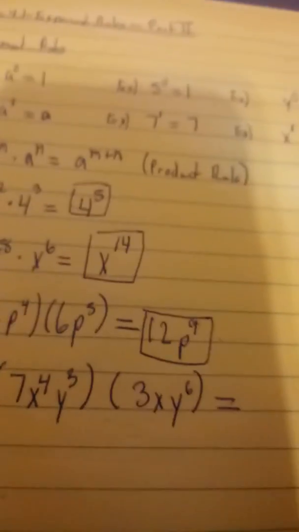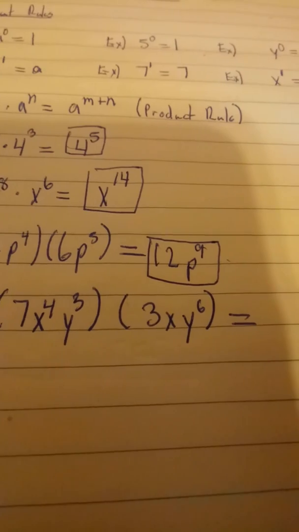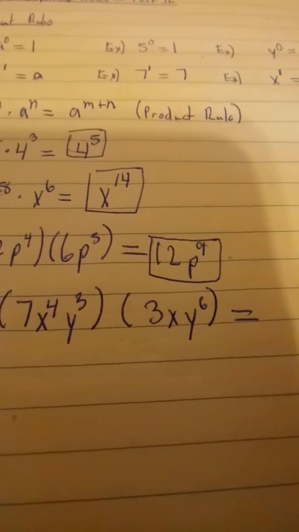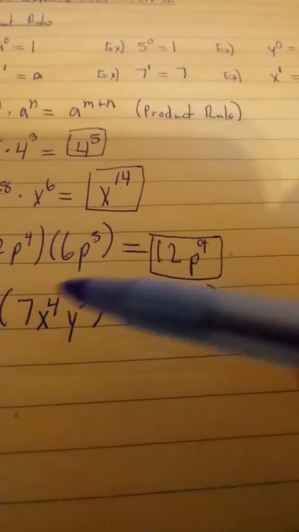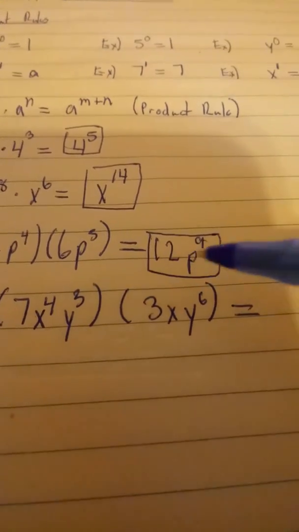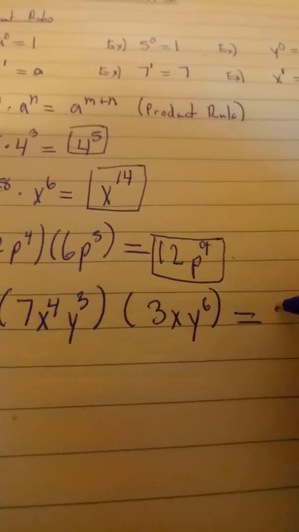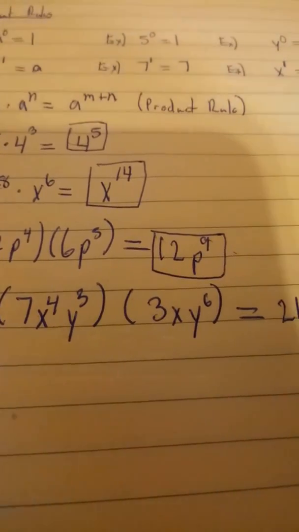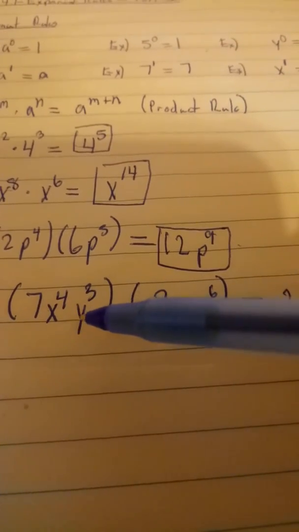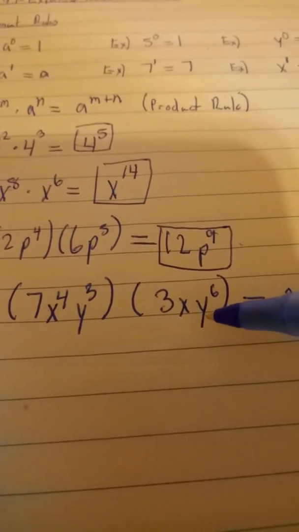All right. So there we have it. We have 7x to the 4th, y to the 3rd, times 3x, y to the 6th. So once again, we have 7 and 3. Obviously, they're not the same, so you're going to do the same thing that you did before. You're going to calculate those two. So 7 times 3 will give you 21. And now we have two variables instead of one. x to the fourth, y to the third here. And we have x and y to the sixth on the second one.